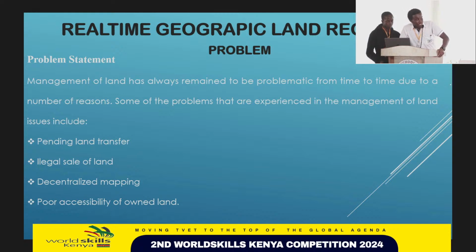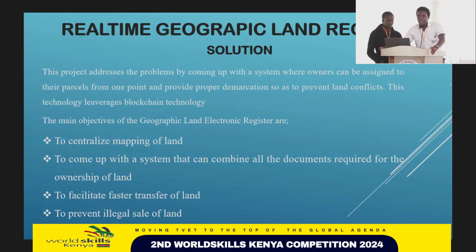Number two, illegal sale of land. We have brokers and cartels who convince us to buy land because they know some information about the lands they are selling, but they don't provide full documentation. They just want money, and after some time you are caught having bought illegal land. Number three, decentralized mapping. We don't have mapping to show all the lands in our constituencies, villages and even in our nation. Number four, poor accessibility of owned land. You might own land, but you don't know if the authority knows that you own it.